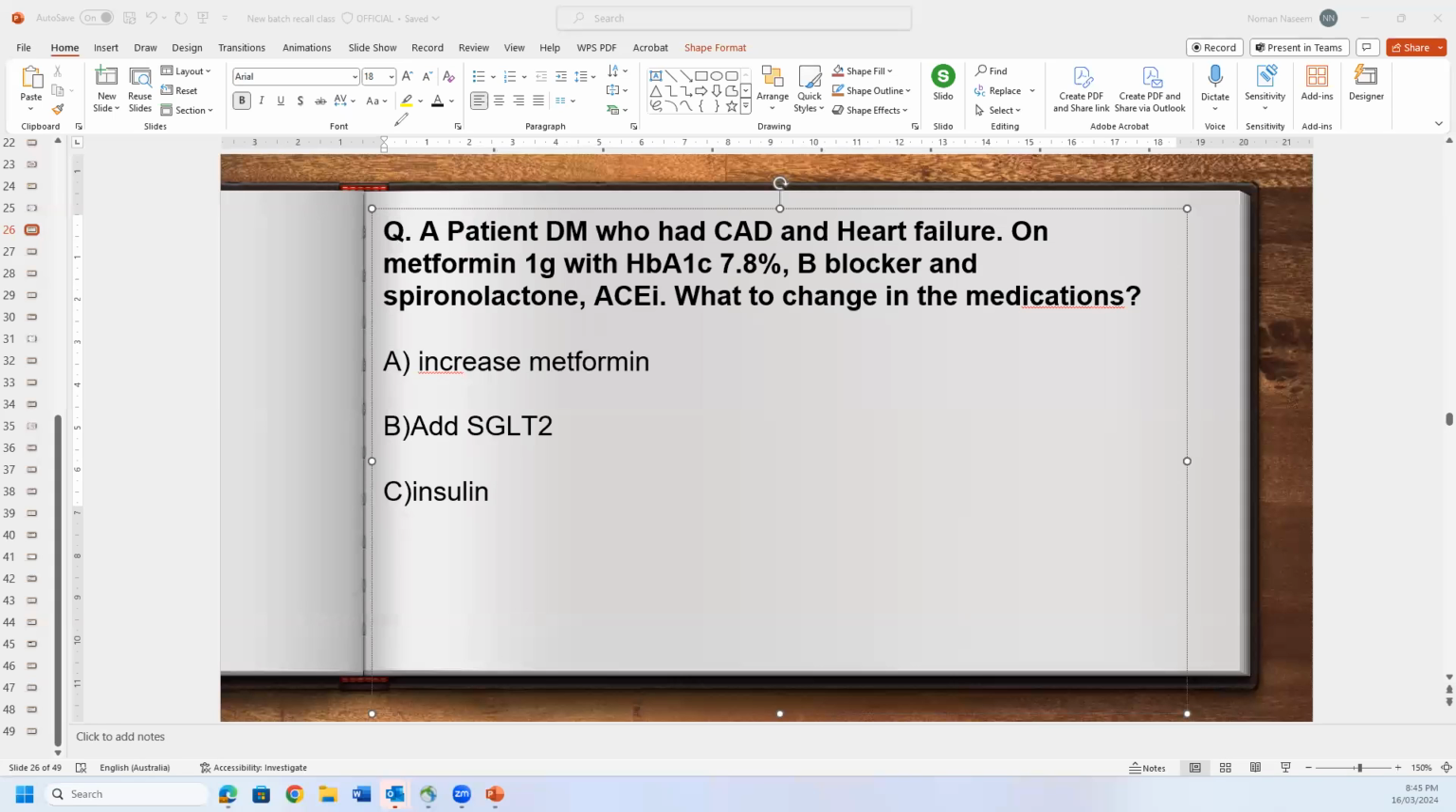Okay, thank you. So the question is, a patient has diabetes, also coronary artery disease. The patient is also having heart failure. He is currently on 1 gram of metformin, and the HbA1c is 7.8%. Patient is also on beta blocker, spironolactone, and ACE inhibitor. What to change in the medications? Increase the metformin, add SGLT2, or add insulin?